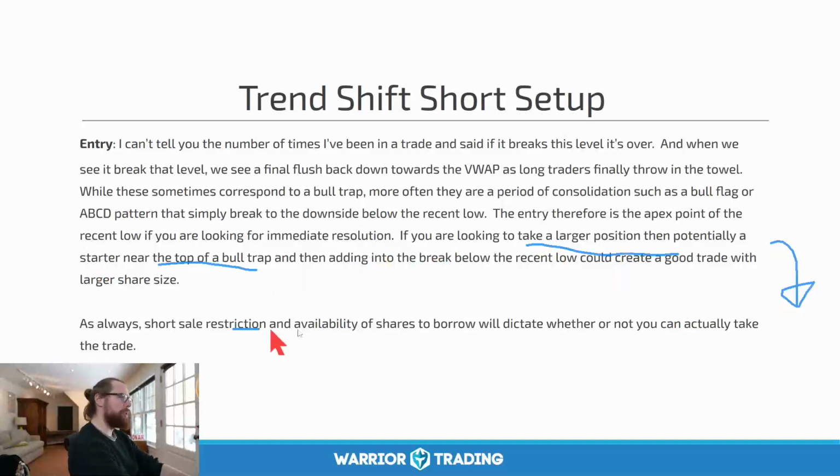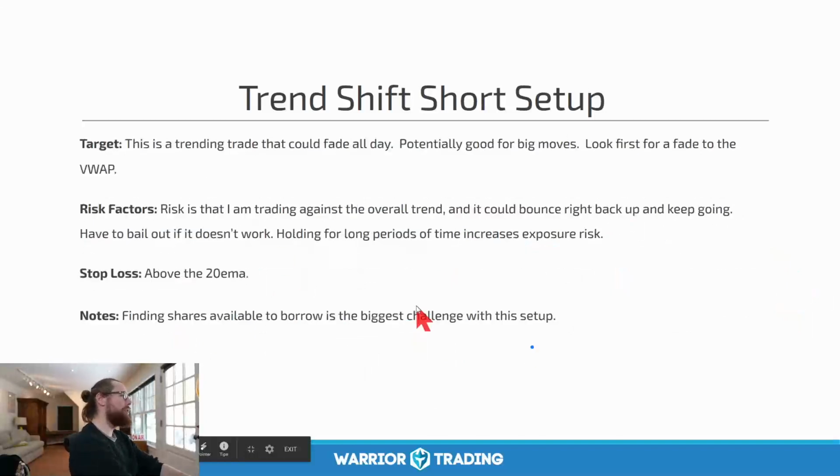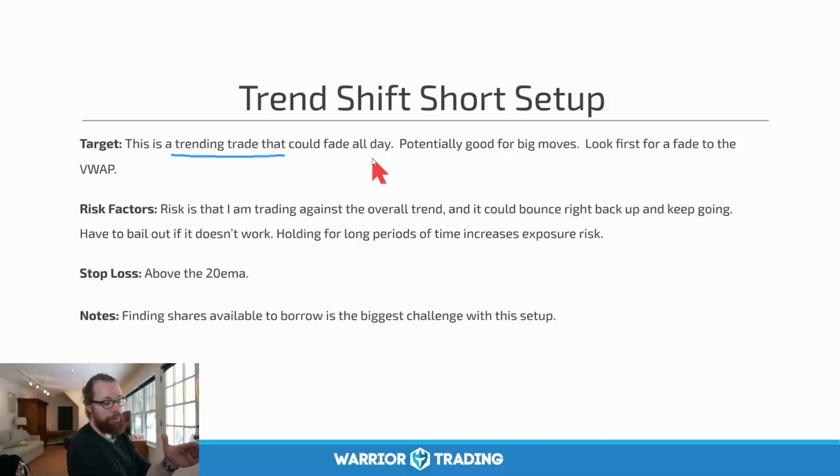As always, short sale restriction and availability of shares to borrow is a challenge and will dictate whether or not we can even take the trade. The target would be that the trending trade could fade all day long. It could just keep fading lower and lower and lower. Once the stock starts to be a clear topping tail on the 5-minute, and then it starts to turn into a topping tail on the daily, especially if it was off of some daily resistance like the 200 moving average, those could just fade for hours.